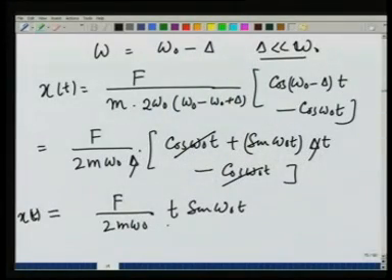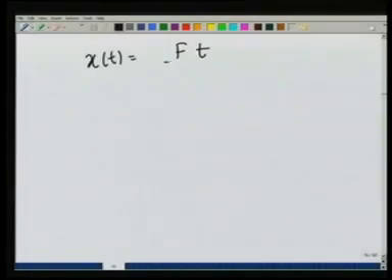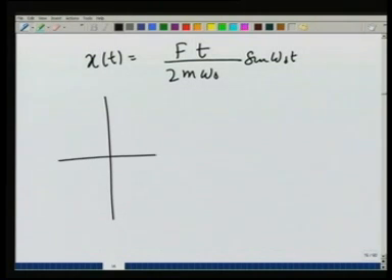What do you observe? You observe that x increases with time linearly. If I were to plot this, it would look something like this. x t I am plotting as f t over 2 m omega 0 sine of omega 0 t. Remember, when I take delta equal to 0, this is an exact solution. So, it will look something like this.